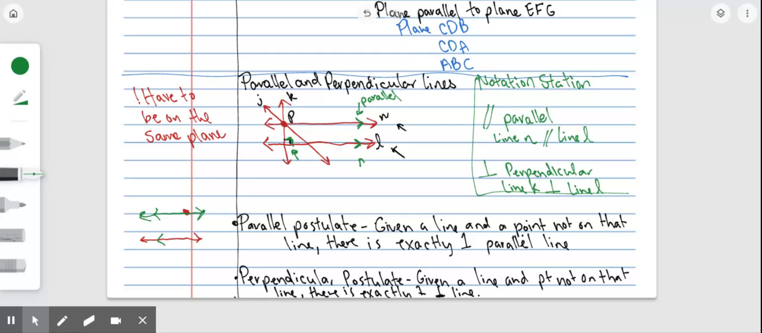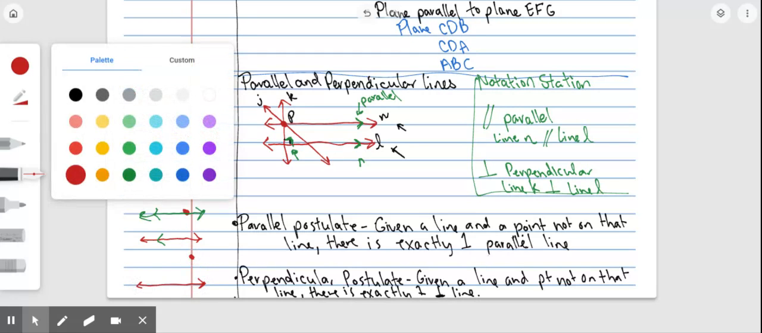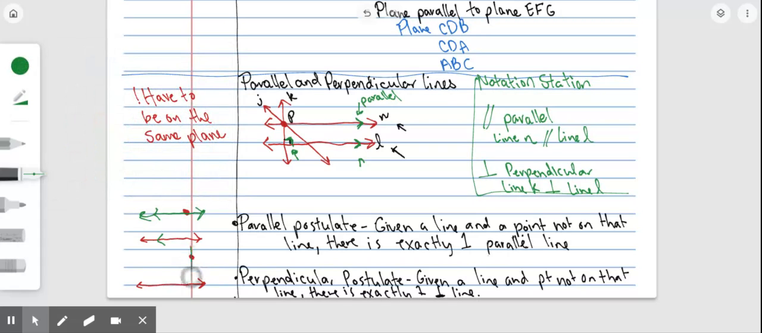Okay, same thing happens for the second one. If I have a line and I have a point, then there is exactly one other line that's perpendicular to the original. Okay, it just basically says you can create parallel and perpendicular lines from any point and a line. Okay, super simple, super weird.